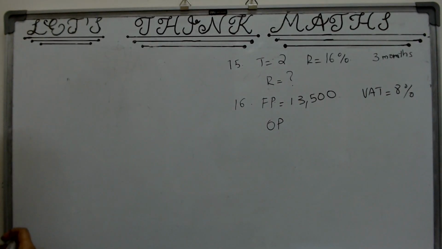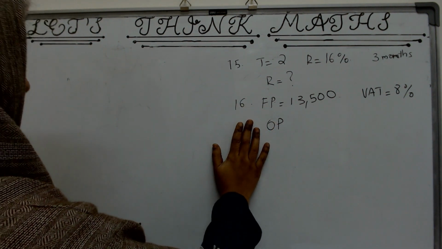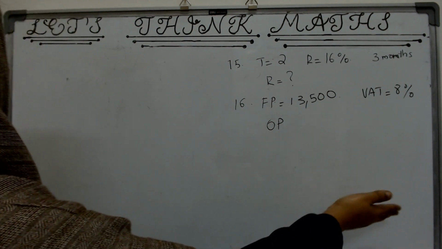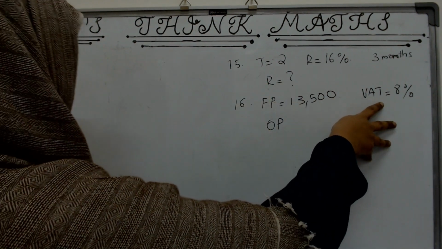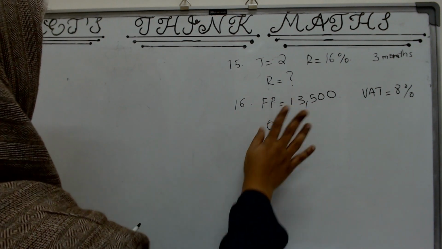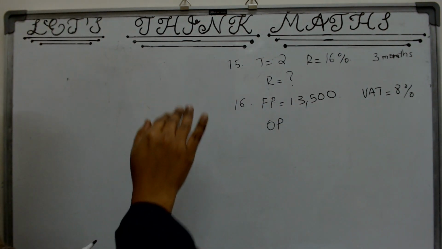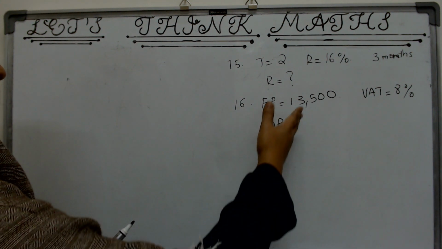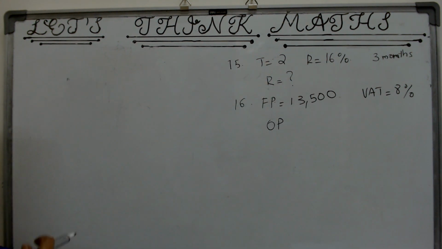What is the 16th question about? So somebody got a washing machine. Its final price was 13,500. This was after the tax was levied. So what was the original price? Surely it was not 13,500. It was much less. So it was something, they put the tax on it, now it has become this much. How will you find the original price? So how do you know that?